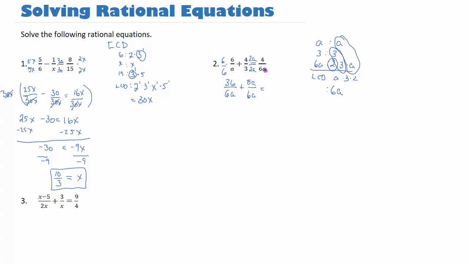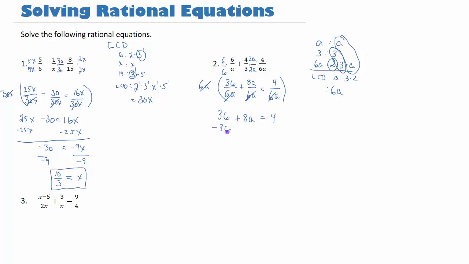Equals, what do I have to multiply 6a by to get 6a? That's right, nothing. So I'm just going to bring my 4 down. Now, if I take and I put this 6a on both sides and I cross it out with all these denominators, you're left with just the numerator, or 36 plus 8a equals 4.